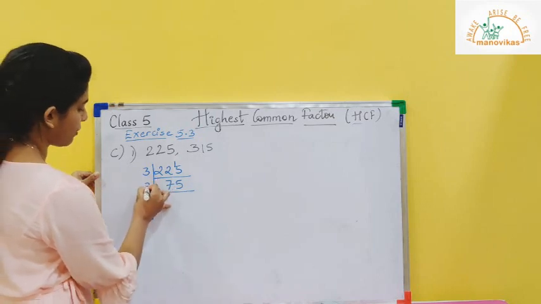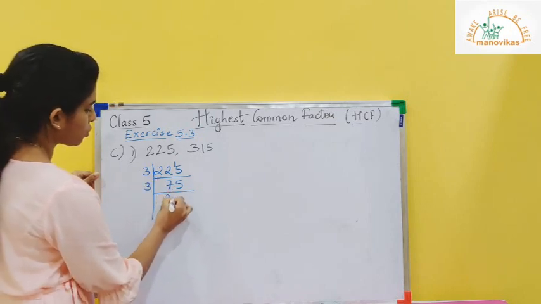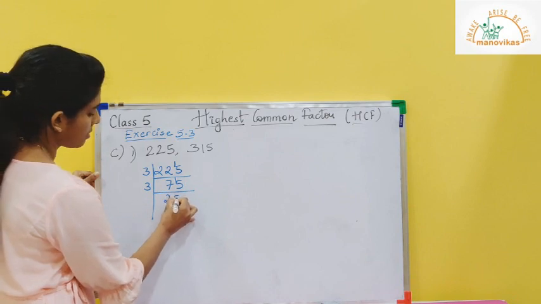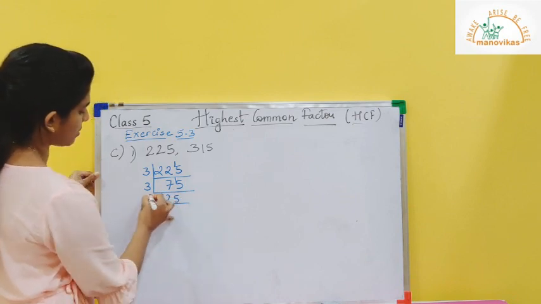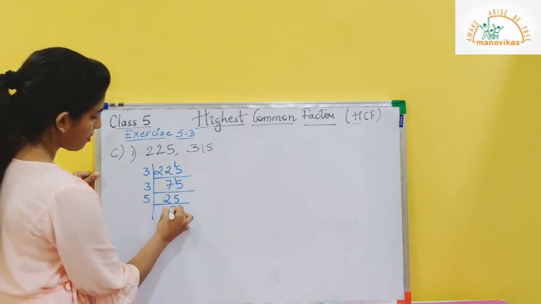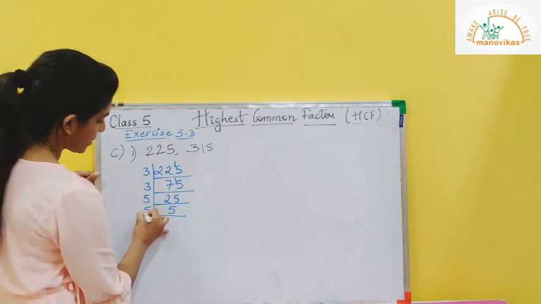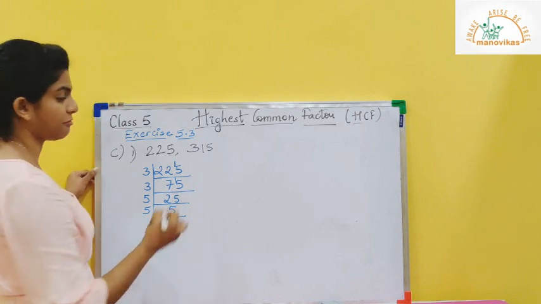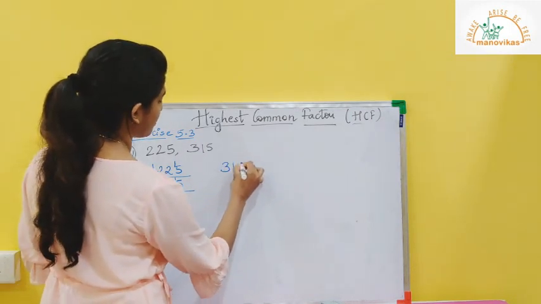75. I can try with 3. 3 2s are 6. 3 5s are 15. 25 is not divisible by 3, so I take 5. 5 5s are 25. 5 1s are 5. Now I take 315.